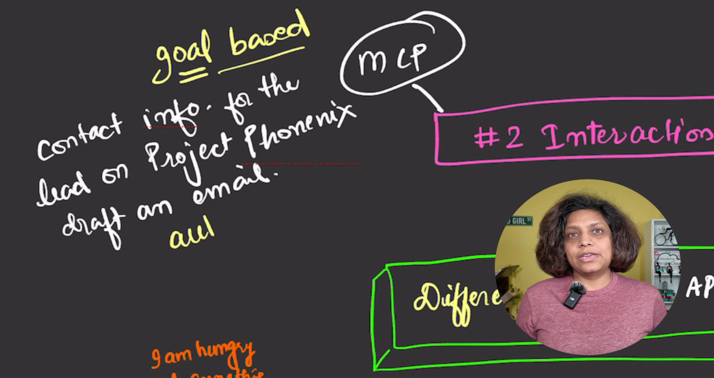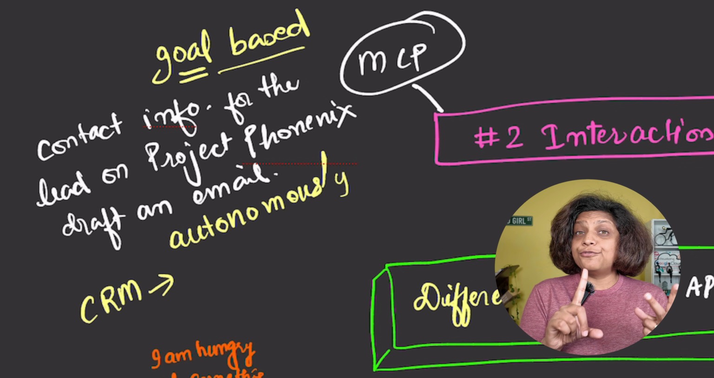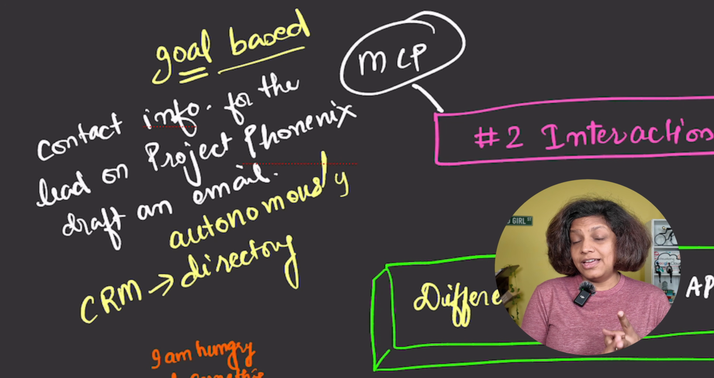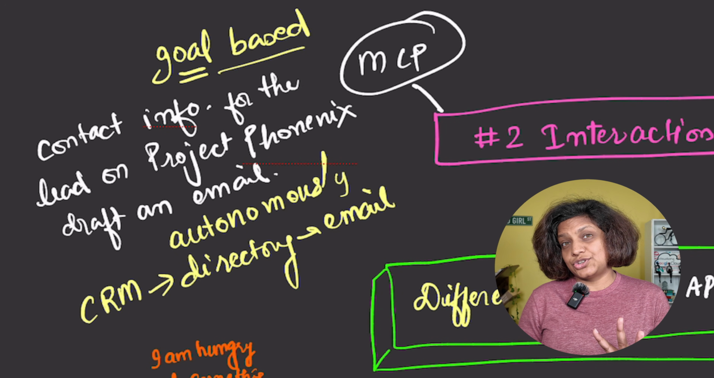With traditional APIs, you would need to write separate code to query the CRM, find the contact information, and use an email API. 3 different interactions. With MCP, the AI agent can use one MCP server to autonomously, number 1, query a CRM tool to find the project lead's name. Number 2, use a contact directory tool to find their email address. And number 3, use an email tool to draft and save this message.